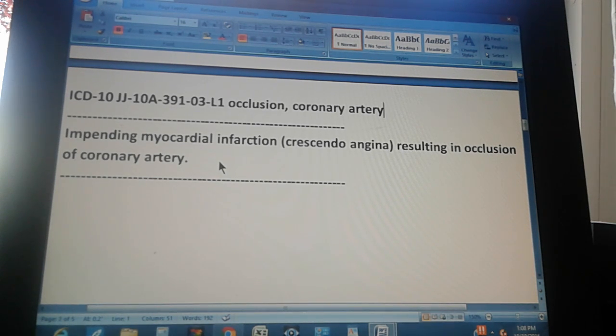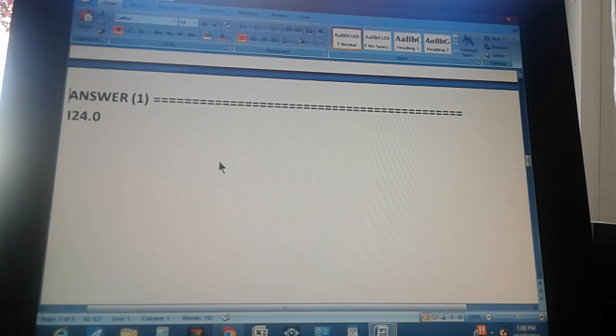Now we're going to count to 3, so you can pause the video and give us the ICD-10 code for this diagnosis. 1, 2, 3. Okay, the answer is I24.0. I24.0. You got that? If you got it, congratulations. If you didn't get it, let's give you a couple of tips.